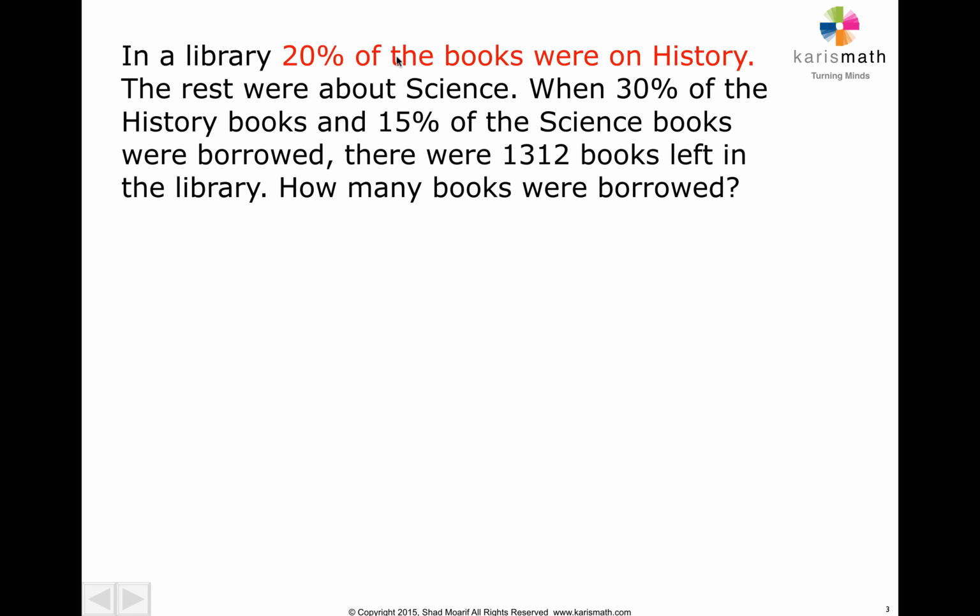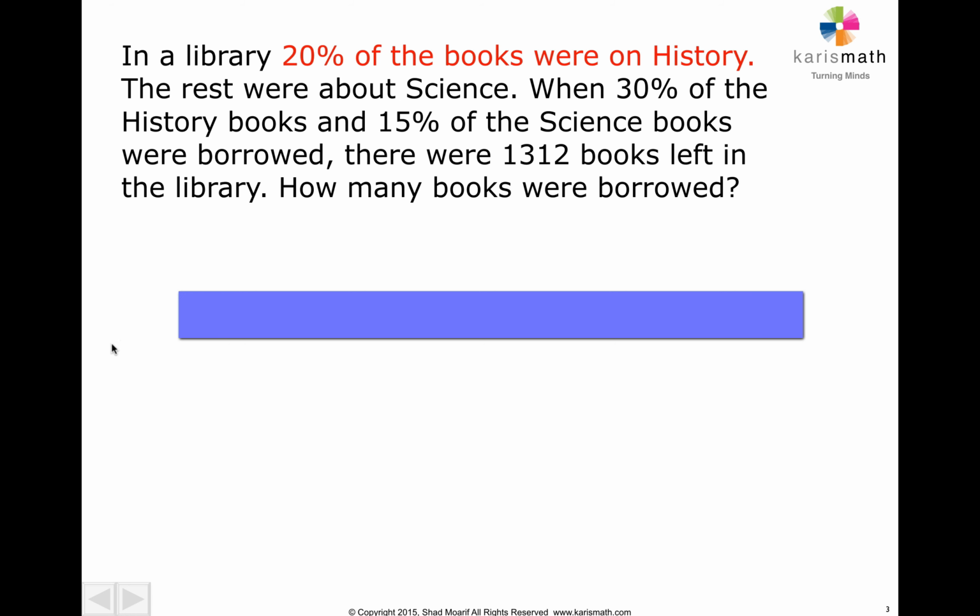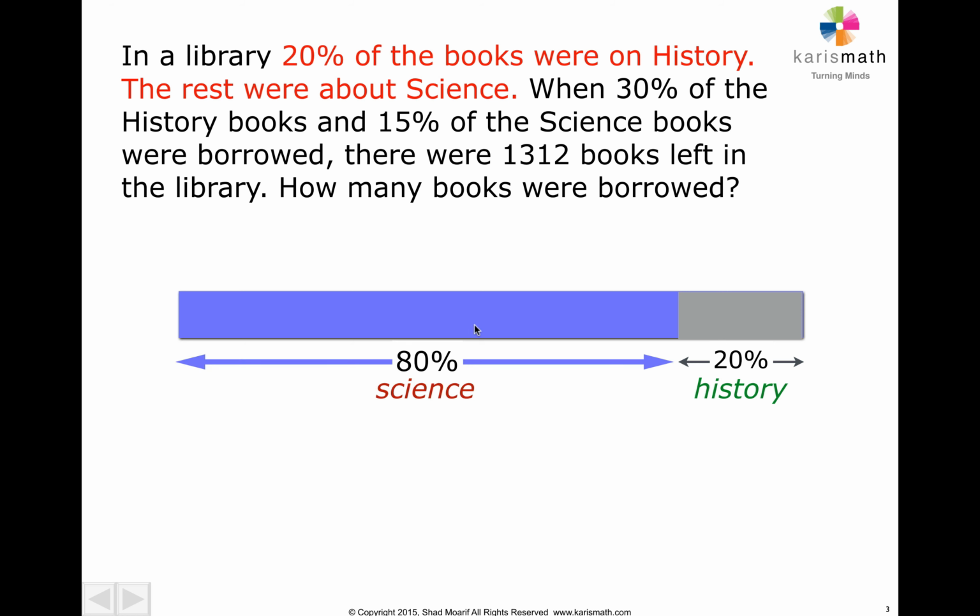In a library, 20% of the books were on history. So that's all the books in the library, and 20%, this bit here, is on history. The rest were about science. So all this blue bit here, that's all science.